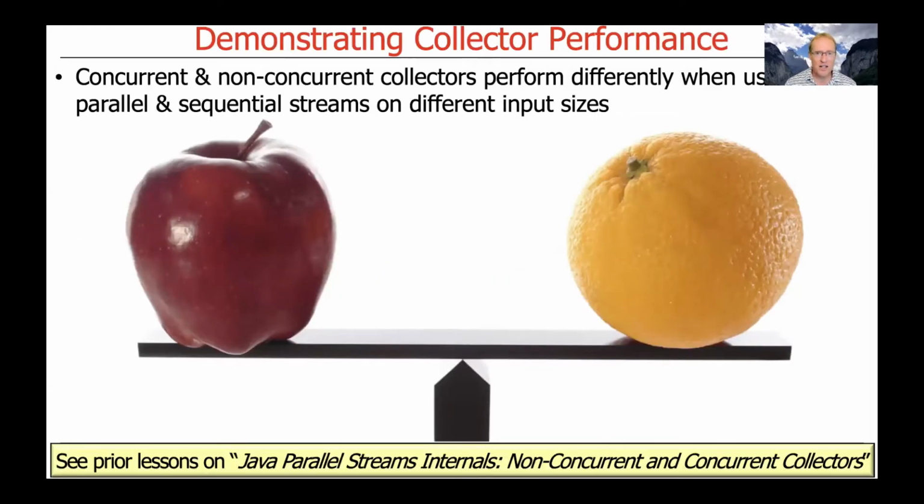So as I've discussed a number of times, concurrent and non-concurrent collectors perform differently when used for parallel and sequential streams on different sized input. And we've talked about some aspects of this before when we were talking about splitterators. If you recall, I talked about the fact that an array list splitterator works differently in a parallel stream than, say, a linked list splitterator because array lists can split evenly and efficiently, whereas linked lists can't.